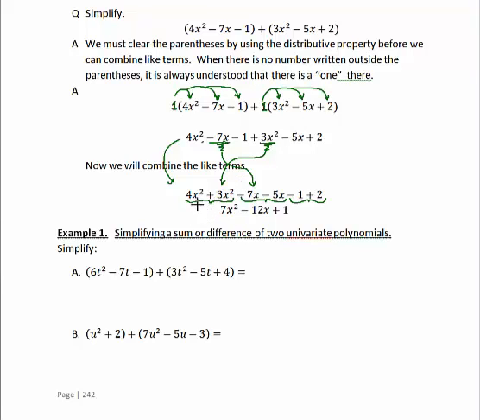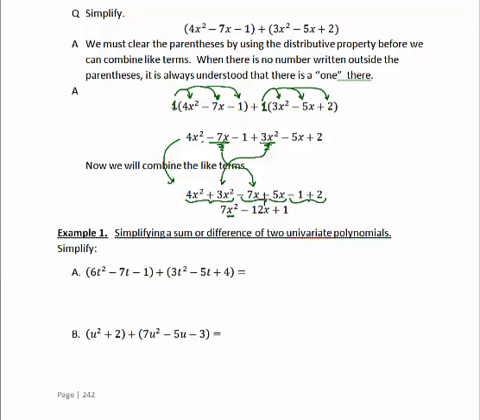Now, x squared and x squared terms. When we combine like terms, we simply compare the variables and the exponents of those variables. If they're the same, then we keep the common variable part. We do nothing with the exponents. So we keep the x squared, and we simply add the coefficients 4 plus 3, and we get 7. The same goes for the rest of the like terms.